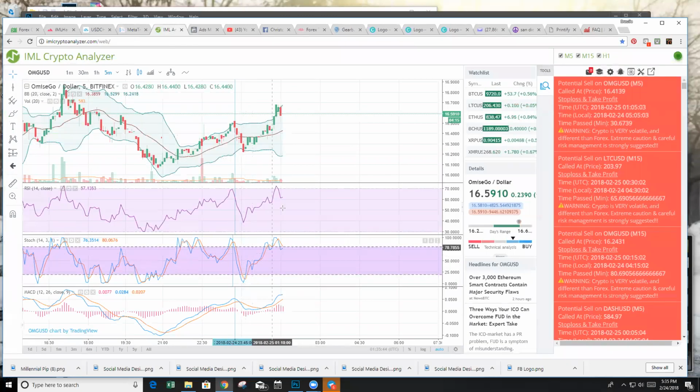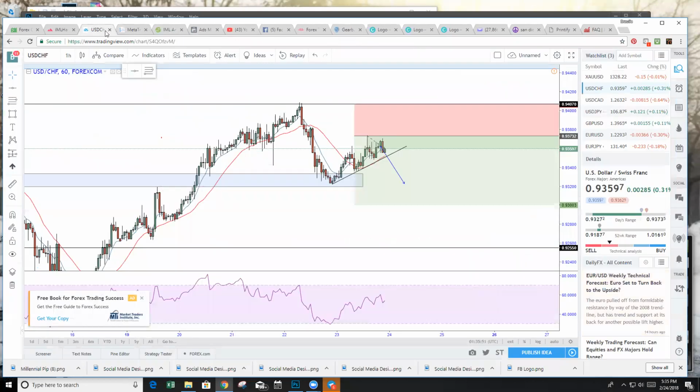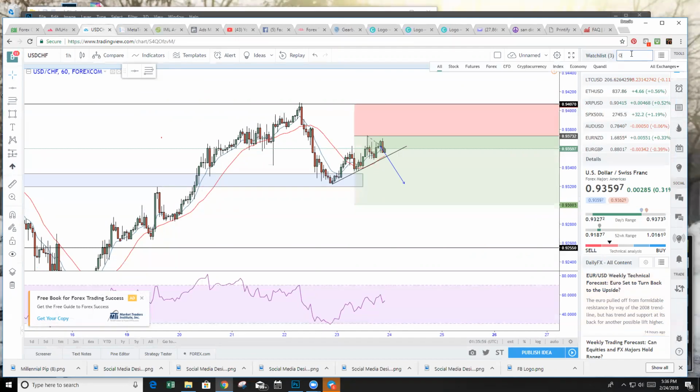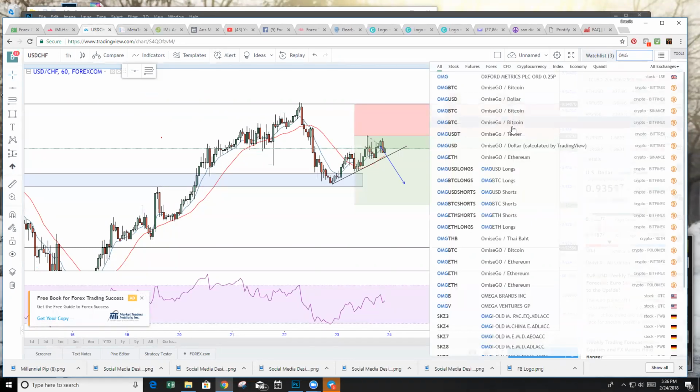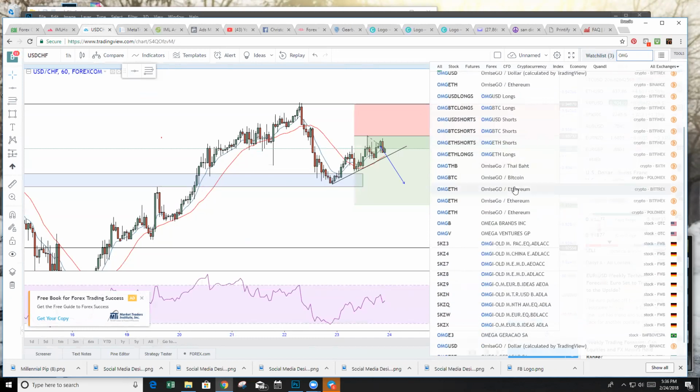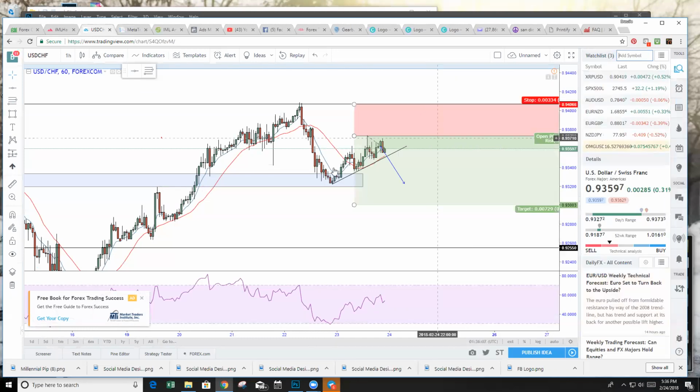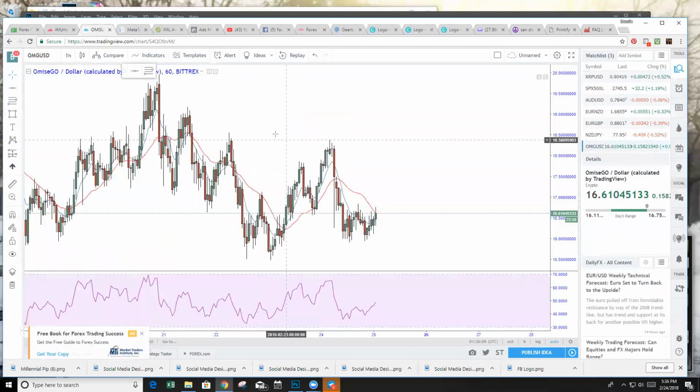This one looks pretty good actually. I kind of want to get in this one right now. 5-minute OMG. You can also pull it up right here on TradingView. TradingView is a free website where you can pull up cryptos as well. So let me look it up. OMG USD. All right, let's pull that up real quick.